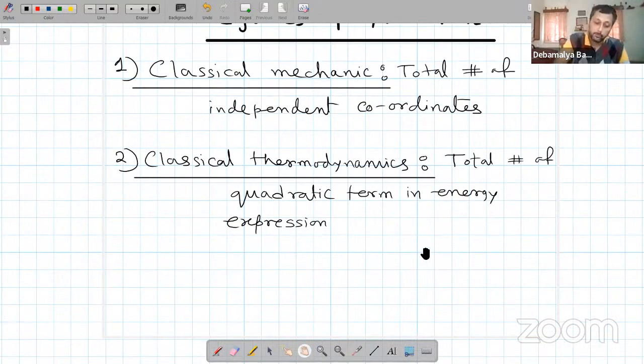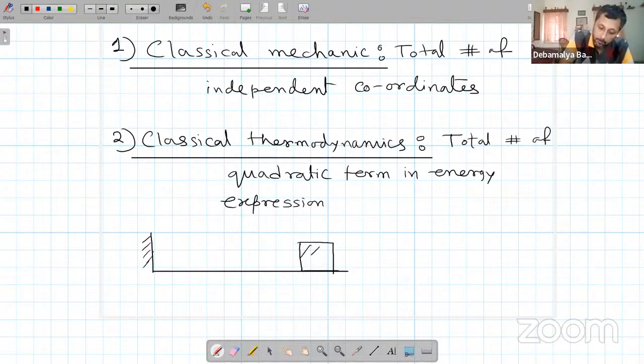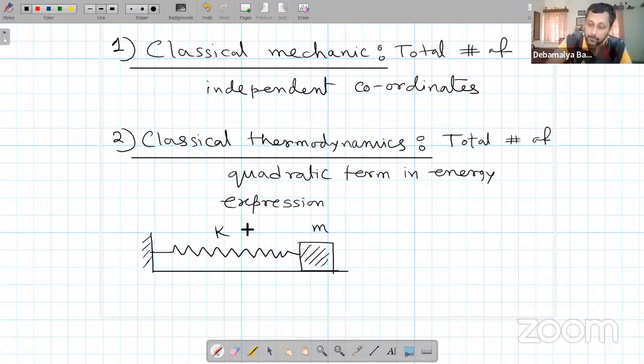So when we consider this simple 1D oscillator, where we have a rigid wall and a frictionless platform on which there is a mass m, attached by means of a massless spring of spring constant k. Now, what is the degree of freedom of this? Let's say this is my mean position, x is equal to 0.